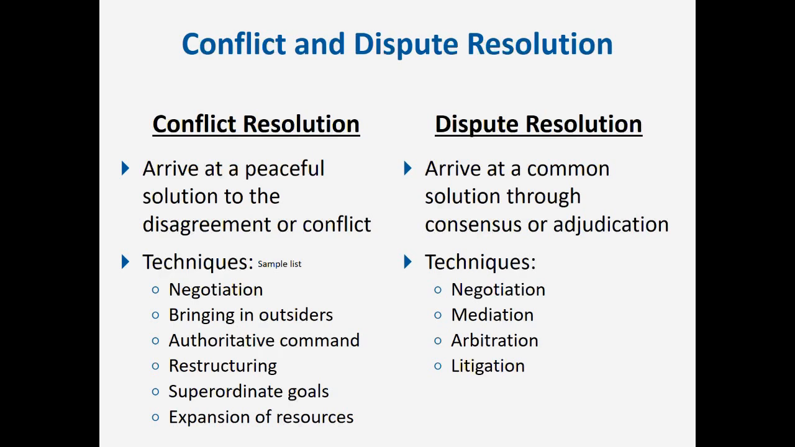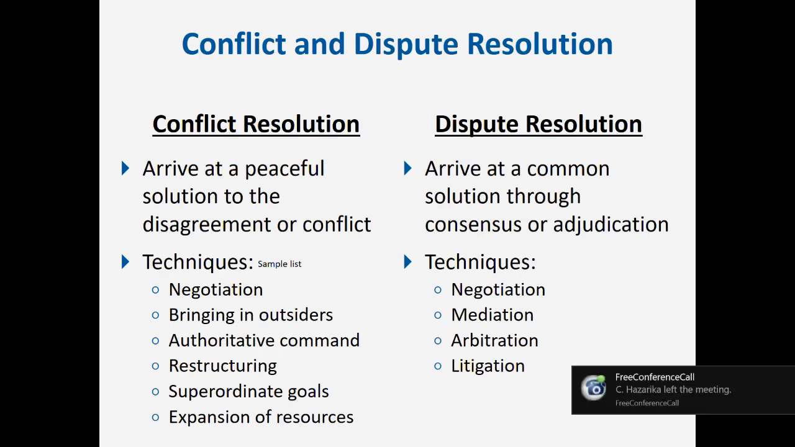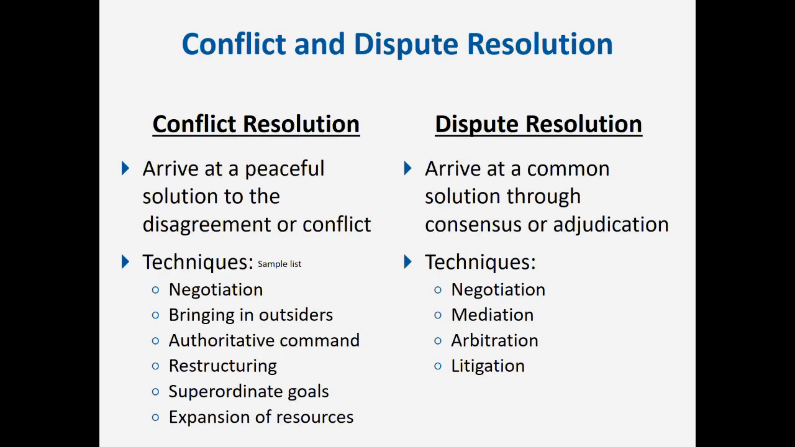Restructuring is changing the structure of the team so that if the structure was the reason creating the conflict, it can be addressed. Superordinate goals is a means wherein the goals of the different parties are defined in a way that eliminates the need for a conflict. Expansion of resources: if the conflict was primarily because of resources or people, whatever it be, then expand to remove the conflict. Dispute resolutions, again, negotiation is a means.